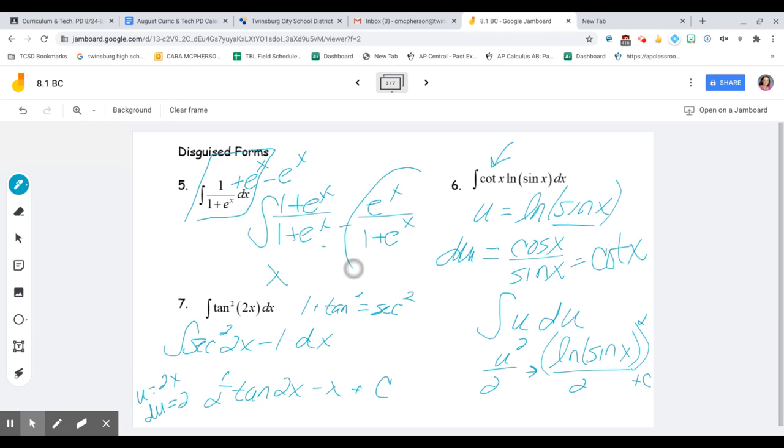This part, this is your u sub. If you let u be the bottom, which is what you really wanted to do all along, the derivative of that is just e to the x. So you have the u on the bottom, you have the du on the top, so you end up with just a natural log. It is negative because of the subtraction sign. So messy, I'm sorry. It's natural log of 1 plus e to the x plus c.